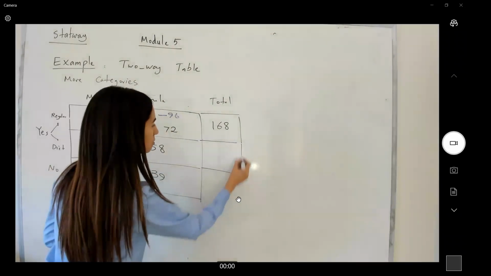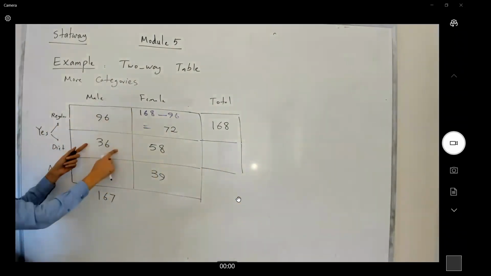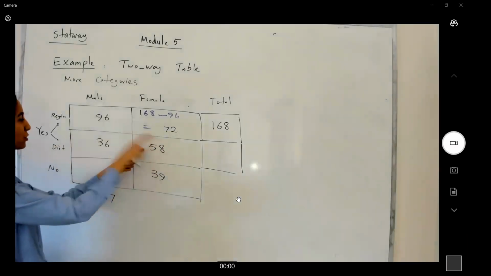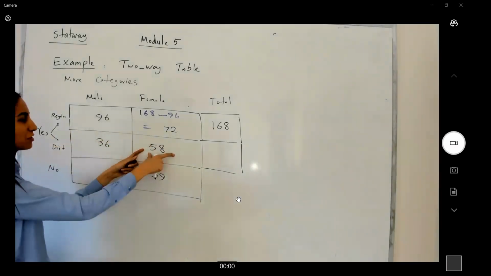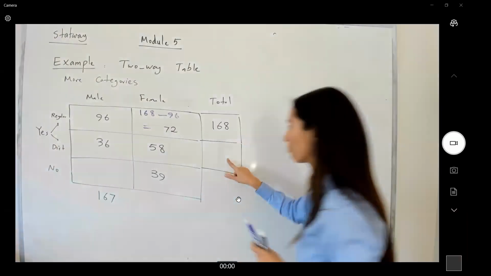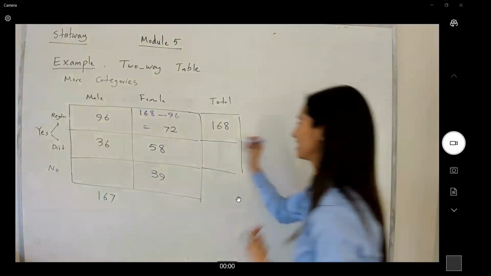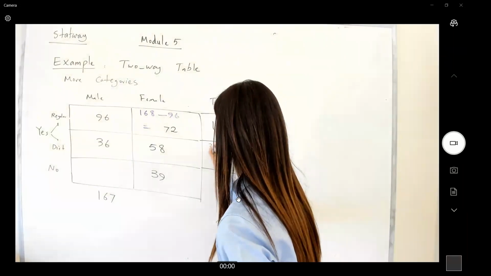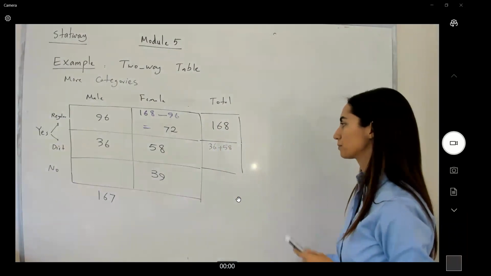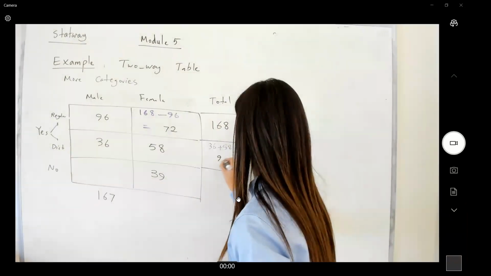Now here you have the number of males who drink diet soda daily, and the number of females who drink diet soda daily is 58. The sum is the total, or the answer to this block. Here you get 36 plus 58, which is equal to 94.